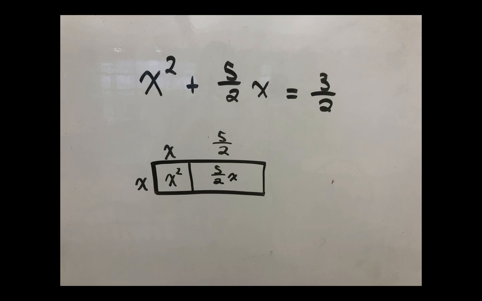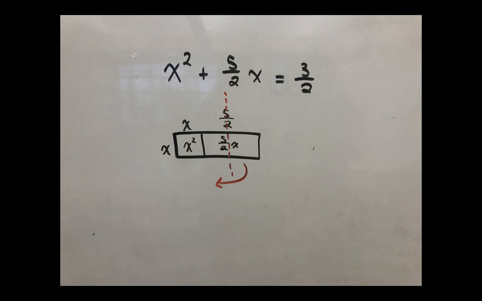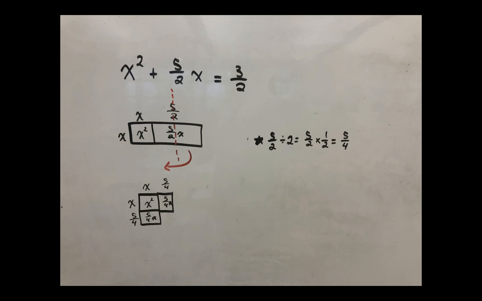We can draw the box where we've got x squared plus 5x as the area of the box. That means the total area equals 3 halves. And we can label the sides of the box x and x plus 5 halves. And then we can cut that bit in half and bring it down so that we almost have a square. When we do that, we've got x plus 5/4 on each side, because 5 halves divided by 2 is the same as 5 halves times 1/2, which is 5/4.